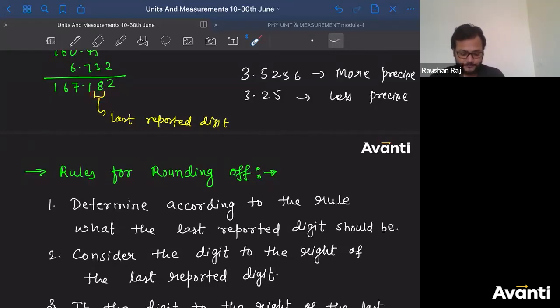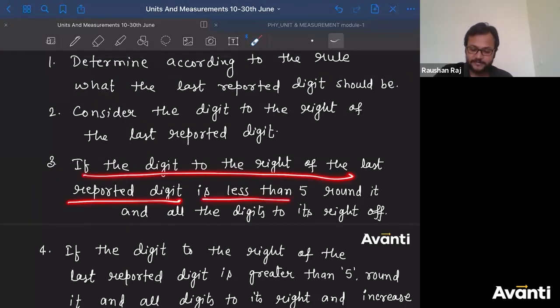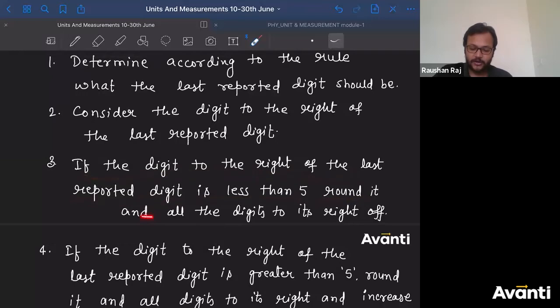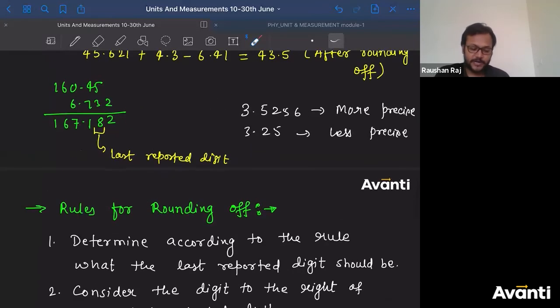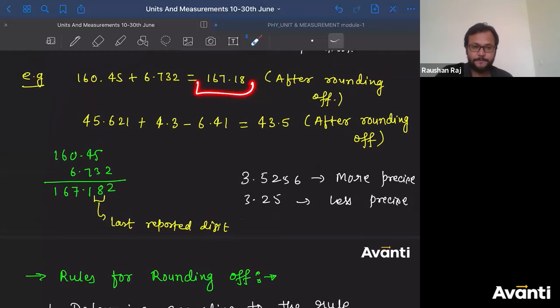All right. So if the digit to the right of the last reported digit is less than 5, round it and clear all the digits to its right. It is not necessary to keep them. Just write the unchanged part here. That is the answer. All right.